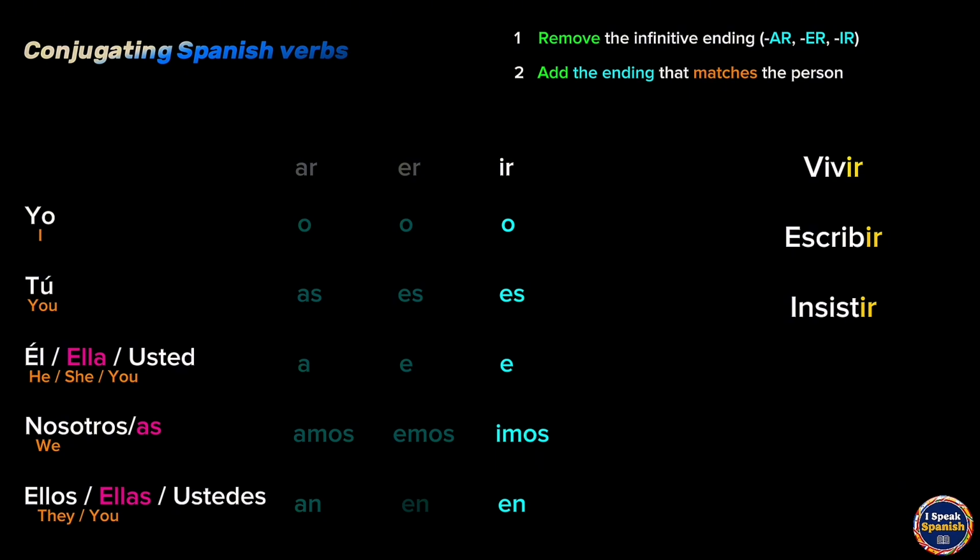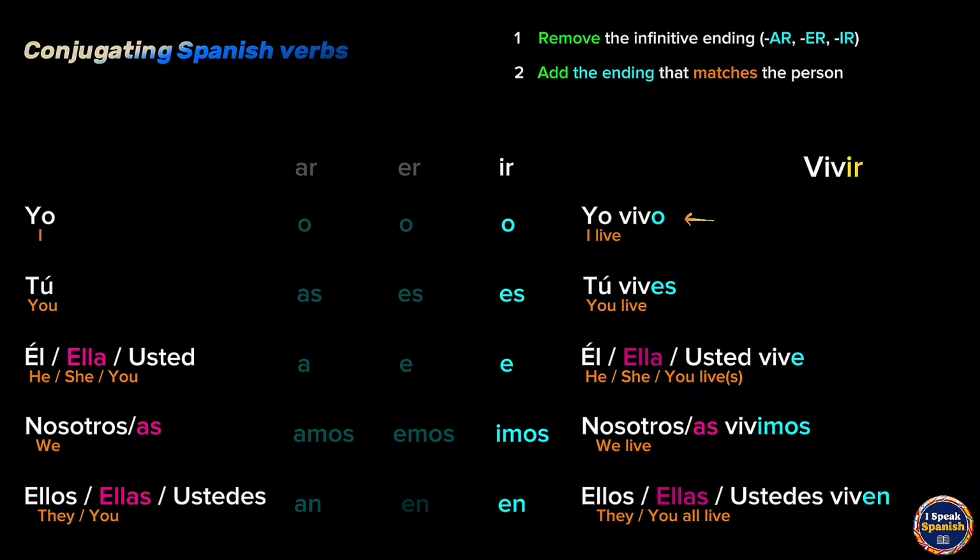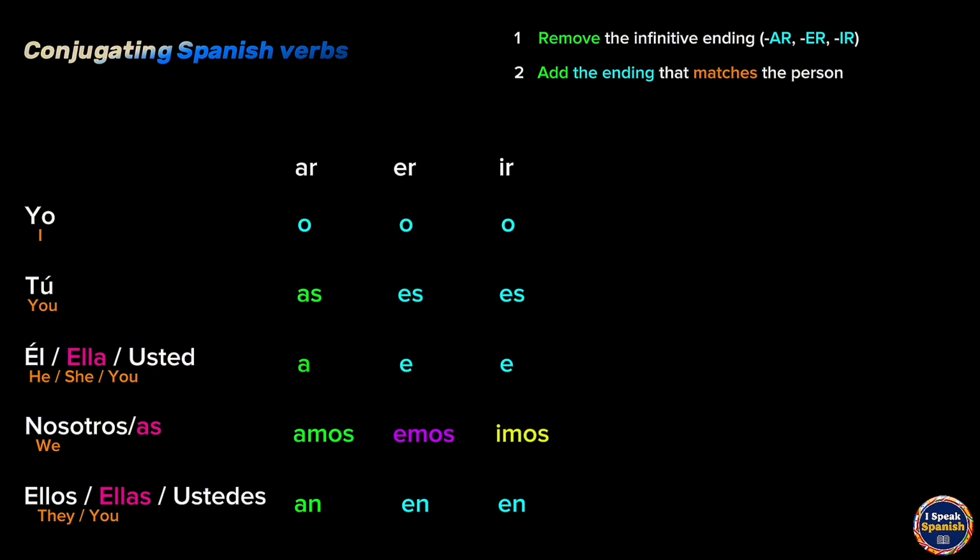Imos, in this case it changes to imos for nosotros and nosotras. And en for ellos, ellas, and ustedes. Alright? So, for example, with the verb vivir, yo vivo, tú vives, él, ella o usted vive, nosotros o nosotras vivimos, ellos, ellas o ustedes viven.